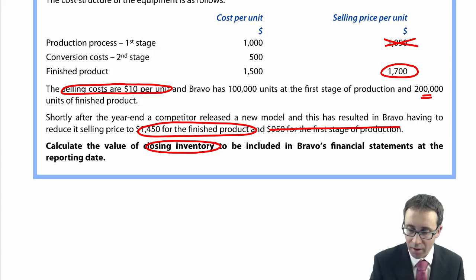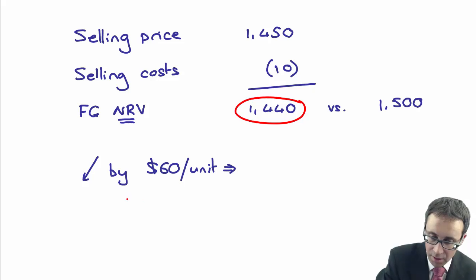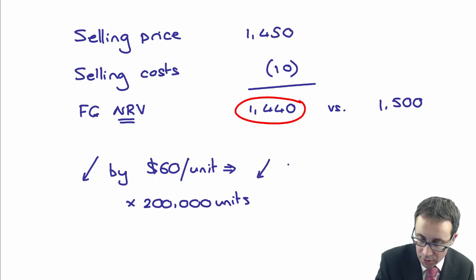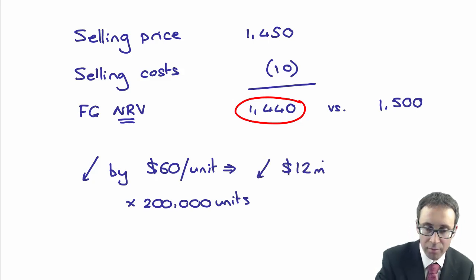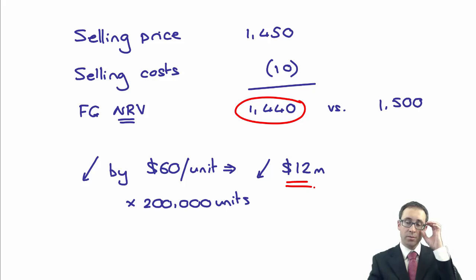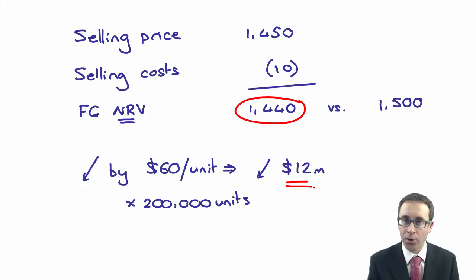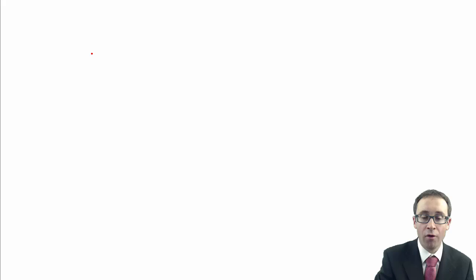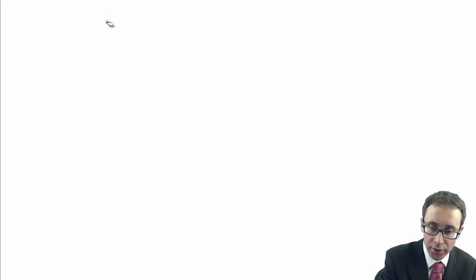Okay, so what we've got there is $60 per unit multiplied by, is it the 200,000 units? Does that give me a reduction of $12 million? Okay, which is your adjusting figure. You need to reduce the inventory by the $12 million because it is already included, isn't it, at cost. We then need to work out the NRV, don't we, for the first stage of production.